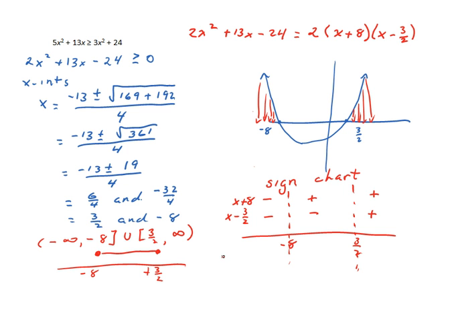And so when we do the product, we see that to the left of -8, we have negative times negative, which is positive. In the middle, negative times positive, which is negative. And to the right, positive times positive, which is positive. And so we want the two intervals that are on the outside because we want to know where the function is greater than or equal to 0.